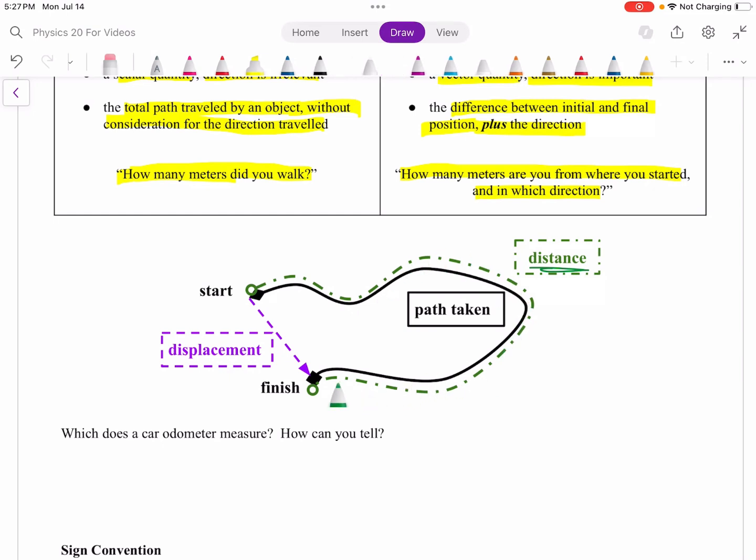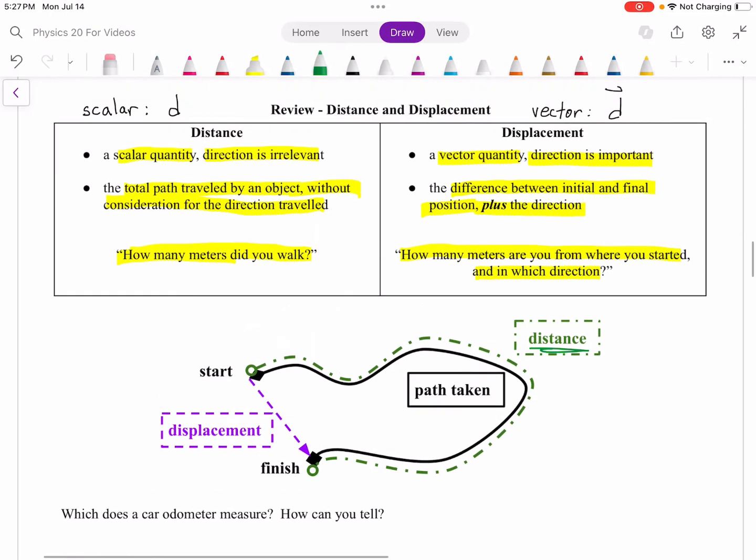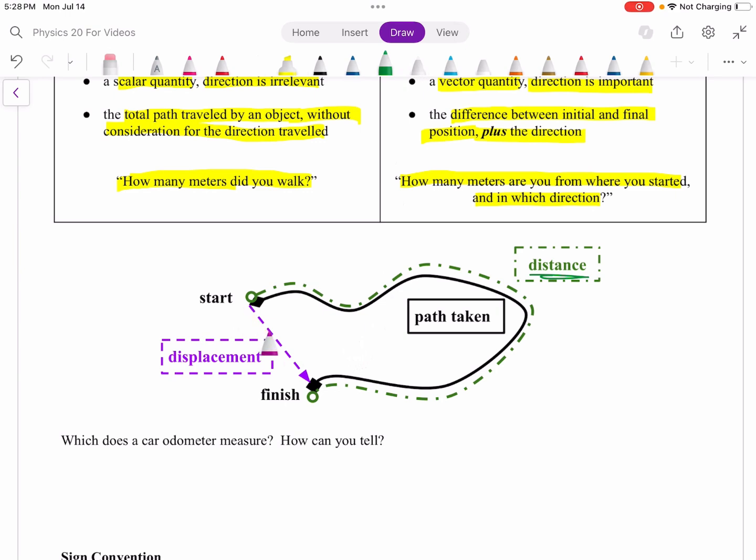We're completely ignoring direction. Now, displacement, on the other hand, is going to say if they start here and they end up over here, their displacement on their walk is just how far are they from where they started, and notice in which direction. So in purple here, that would be their displacement, just how far they are from where they started and also in this direction, shown by the arrow there. Distance, no direction, just how far. Displacement, how far are they from where they started and in which direction.